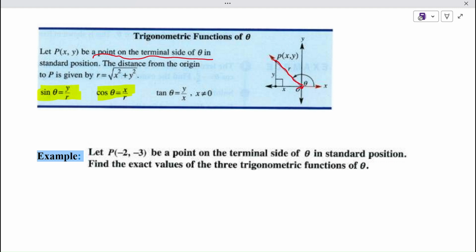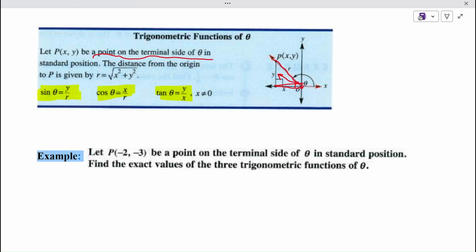Guys, I told you sine is equal to opposite over r, where this is our angle. R is the hypotenuse. In the previous lesson, I told you. Okay, now what about cosine? Cosine is equal to adjacent, x over r, hypotenuse. R is the hypotenuse, and tan is equal to opposite over adjacent.